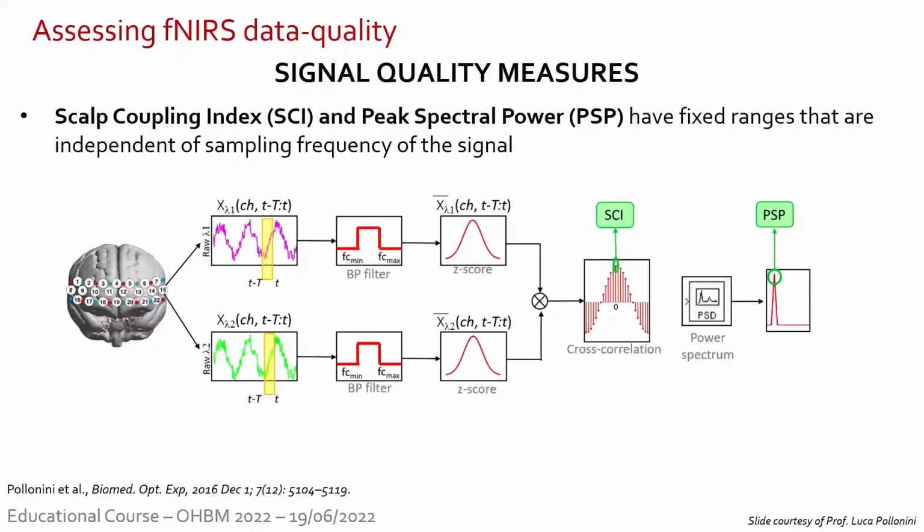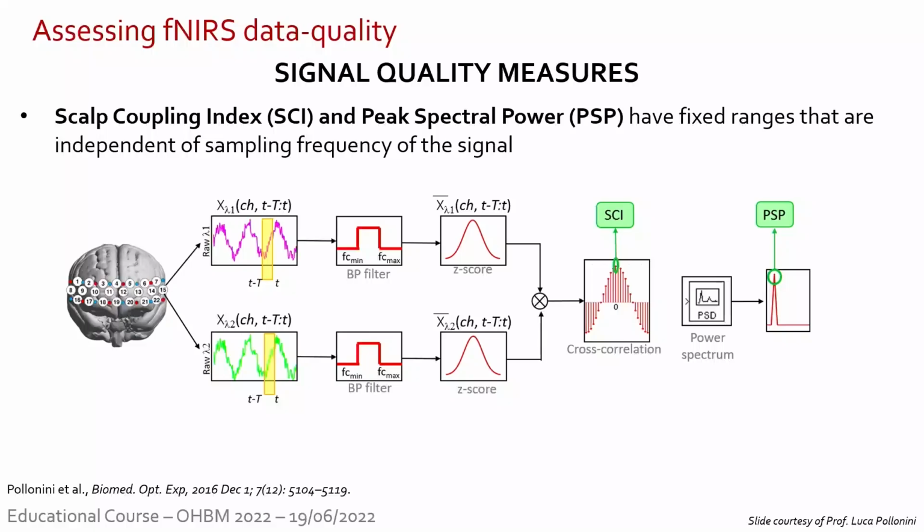Very briefly to go through his tool, you can find more info online or if you Google his paper. Luca came up with these two measures: the scalp coupling index, in the temporal domain, and the peak power spectrum, in the spectral domain, to identify whether there is cardiac pulsation in the NIRS signal.